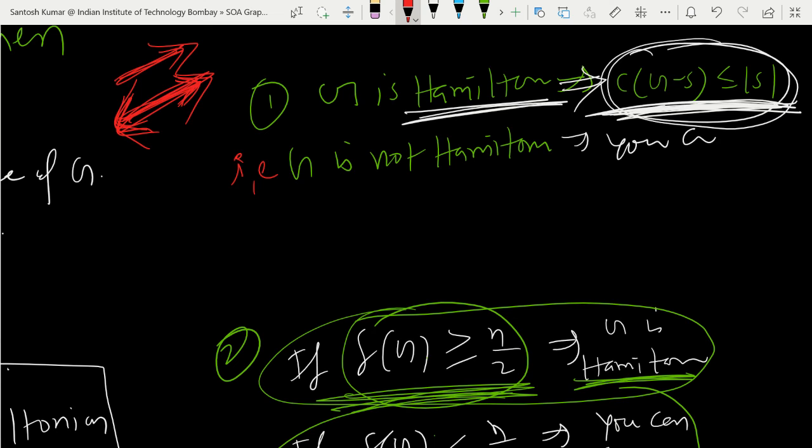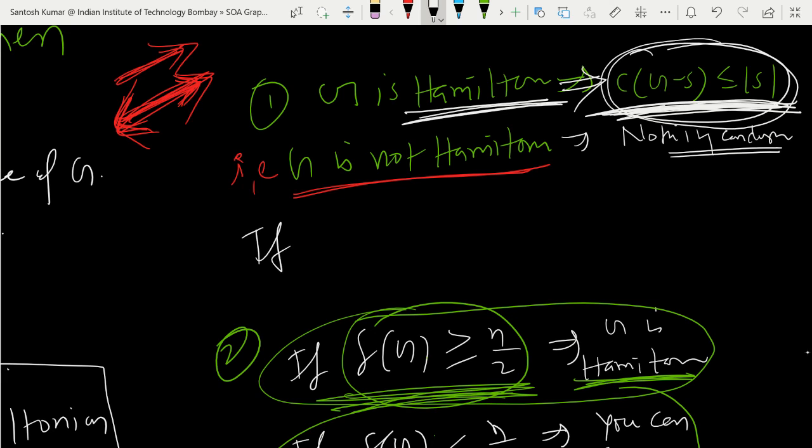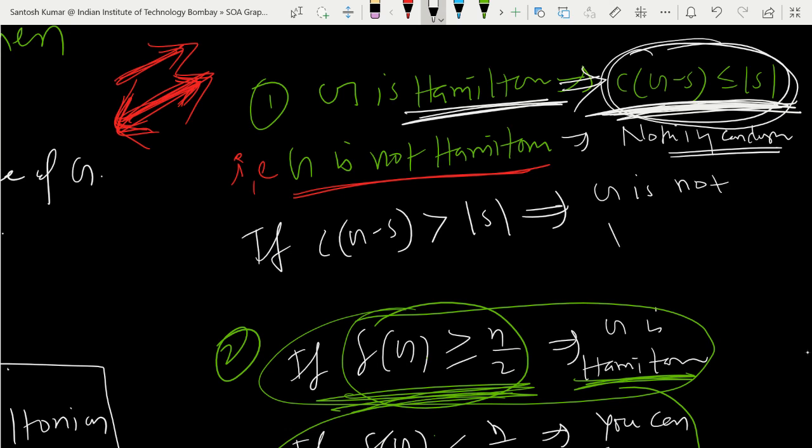And I'm not talking about this statement only. Anywhere in mathematics, if only an if-then is there, then you can only talk about if-then, not the converse. So if G is not Hamiltonian, then you cannot say anything. No conclusion can be made. But yes, if the right side doesn't hold, that is the contrapositive. So if C of G minus S is more than mod S, then you can surely say graph G is not Hamiltonian.